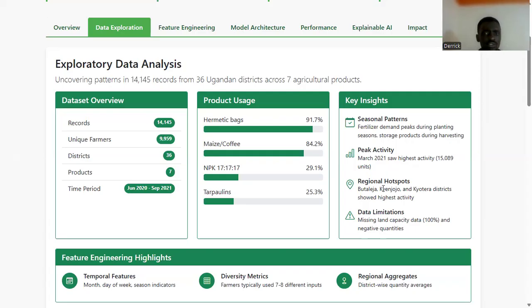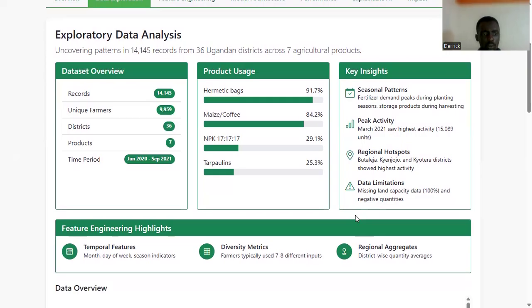And then the data limitations: we had missing land capacity data. So this gave us a very hard time to train these models for agriculture stock prediction, since these models require us to know how much land is being used, so that we are able to predict how much quantity will be required as input, and what could be the output after this. So this gave us a challenge, but we managed to go through it.